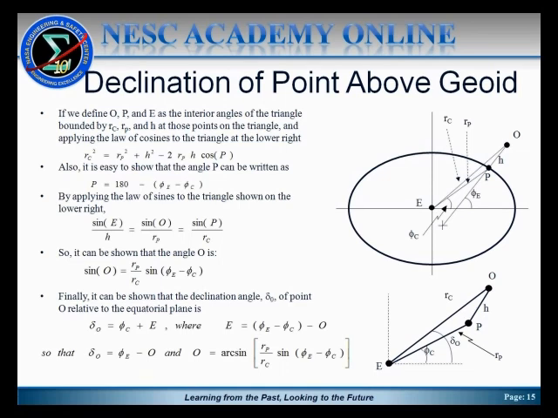Finally, by combining all the information that we've presented so far, you can show that the declination angle delta 0 of some point O above the oblate spheroid can be computed as delta 0 is phi C plus E, where the angle E equals phi E minus phi C minus the angle O. And the angle O was computed directly above. So finally, summarizing all that, the declination angle delta sub 0 is geodetic latitude minus the angle O, where the angle O is merely the arc sine of RP over RC times sine of phi E minus phi C.